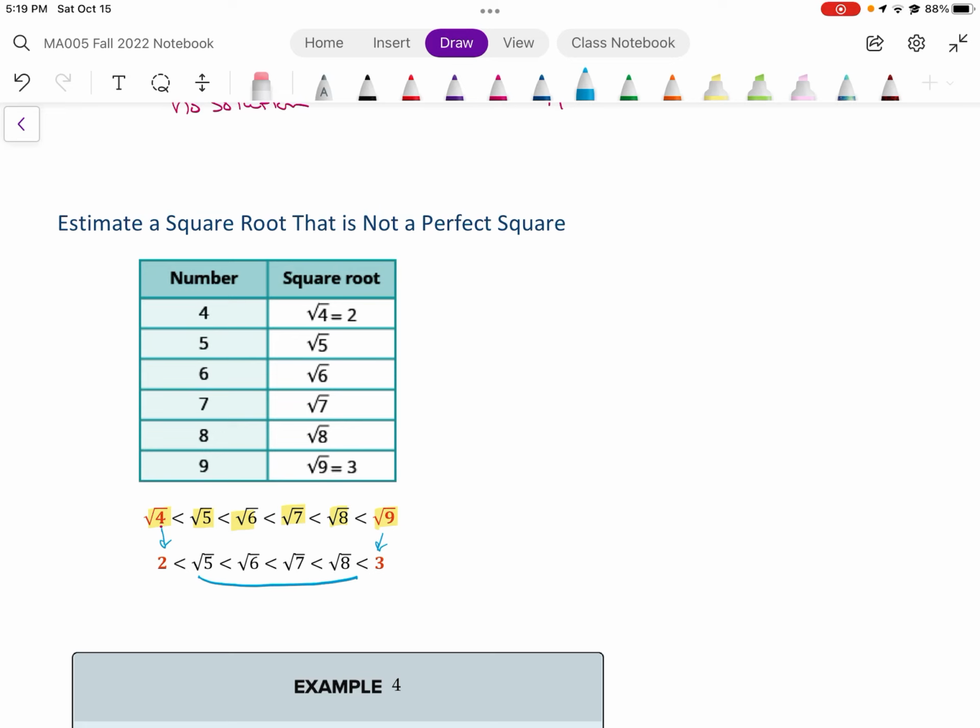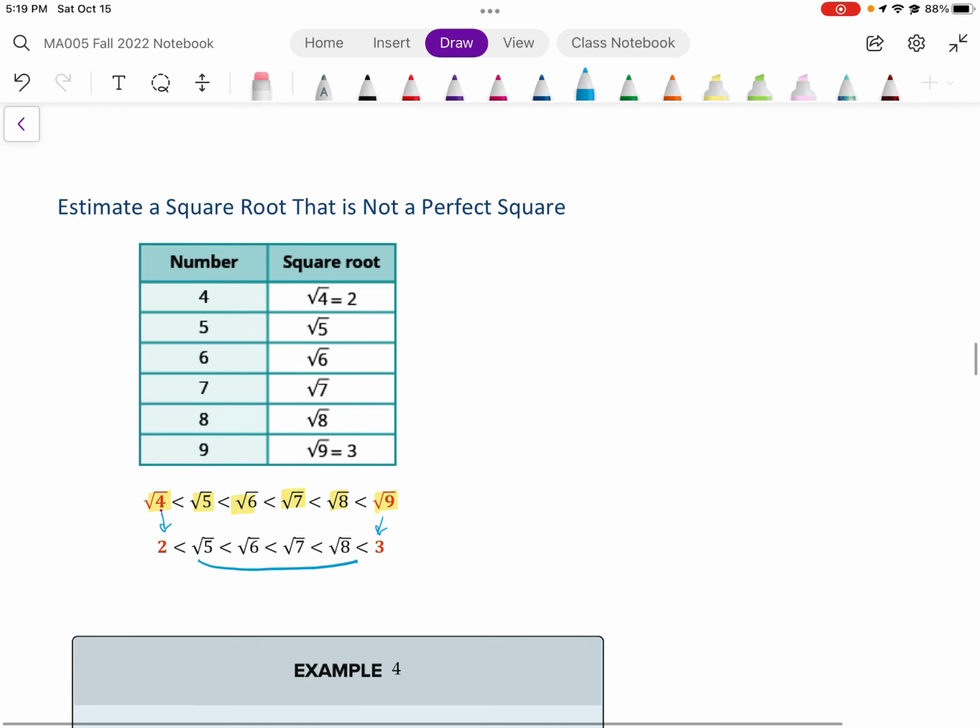And if you take a calculator and find the square root of 5, it will be close to 2, but bigger. Square root of 6 is a little bigger, still between 2 and 3. Square root of 7, a little bigger, between 2 and 3. Okay, so that is estimating.